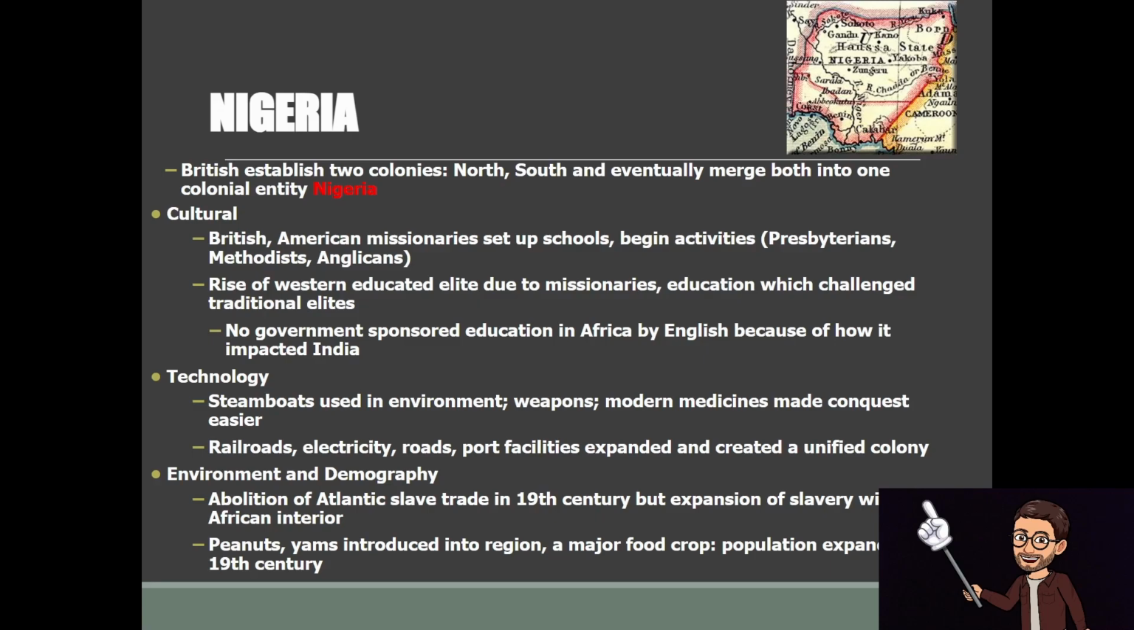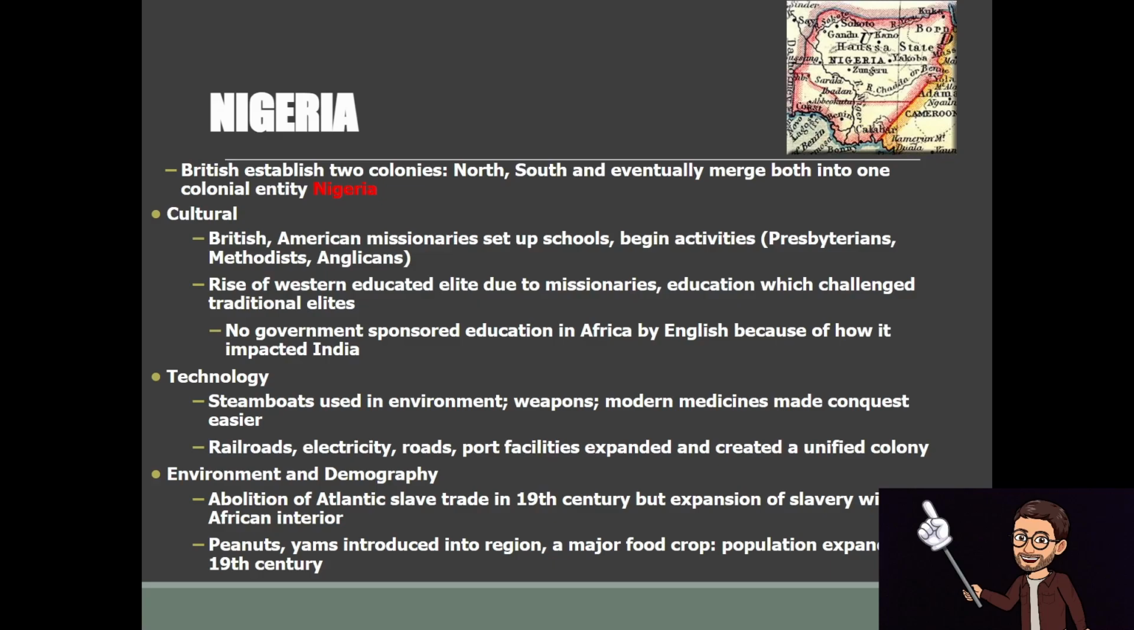Now, technology such as steamboats are used for transportation, weapons, modern medicines made conquest easier. Railroads, electricity, roads, port facilities are going to expand and create a unified colony. Nigeria is really going to be a bastion. Even today, it's a very modern country because of this constant influx of new technologies by the British.